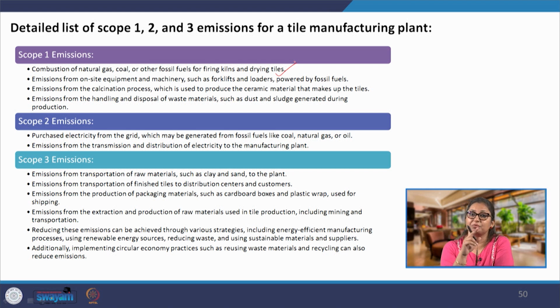So, the emission factor of electricity might vary, but we will put electricity in scope 2 emissions. Then again in scope 2 emissions, emissions from the transmission and distribution (T&D) losses of electricity can be counted as part of the emission factor of electricity.